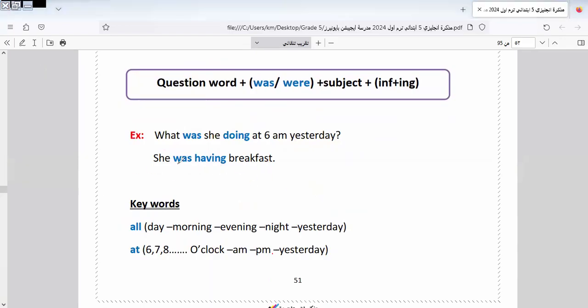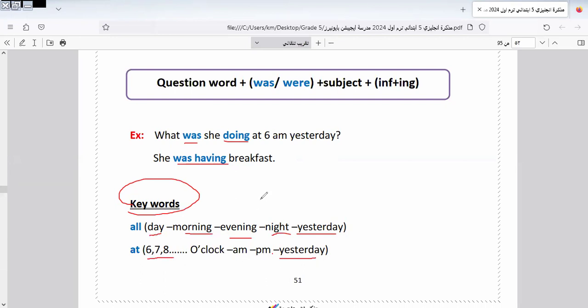So here the tense is the past. I would like to make a spot to know the tense here: he was doing, she was having. What are the keywords related to this tense? All day, all morning, all evening, all night, all yesterday. Here also at 7 o'clock a.m.